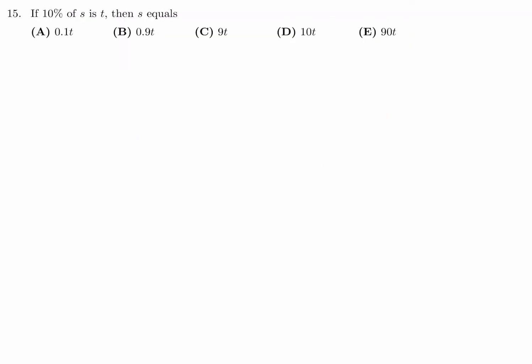If 10% of S is T, then S equals. I always like to use a number. Let S be 100. 10% of S would therefore be 10. And that, they're saying, is equal to T. 10% of S is T. So now they're saying, what is S in terms of T? Well, S is obviously 10 times T. Right? If you use a number, I think it makes it a little bit easier. So number 15, the answer is D.